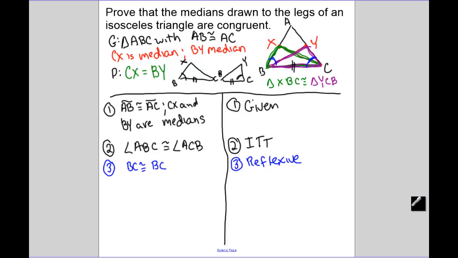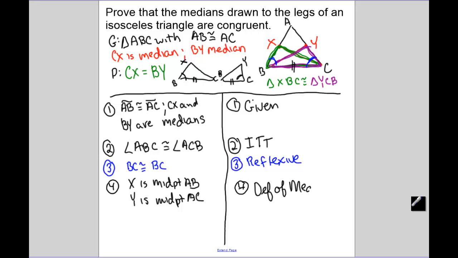Let's take the second part of the given. Step 4. What was the definition of the median? Median went from vertex to midpoint of the opposite side. So X is the midpoint of AB, and Y is the midpoint of CA or AC, that's by our definition of a median.